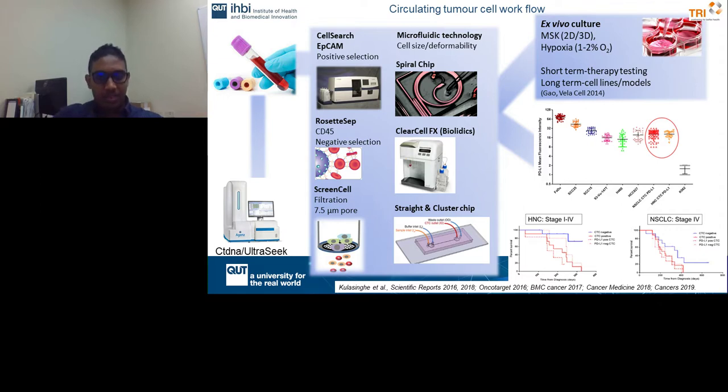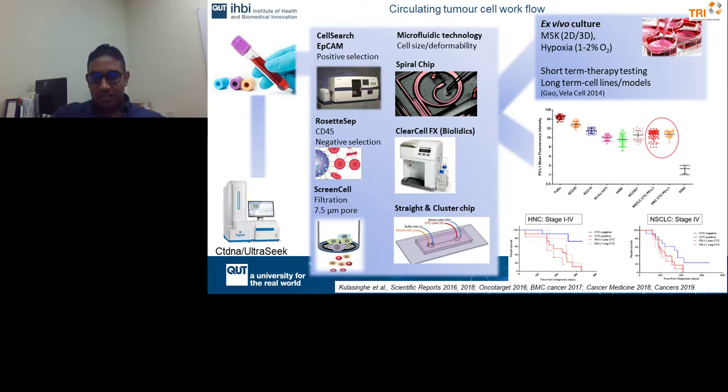These are some of the technologies we looked at, and we looked at the plasma as well for clinically actionable mutations. When we were characterizing and phenotyping these circulating tumor cells, we found that PD-L1 was frequently expressed in these head and neck samples. That was really interesting to us, and we wanted to look at it in a bit more depth. We also performed ex vivo culture in a number of these samples.